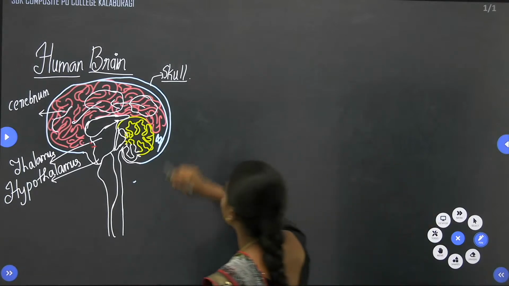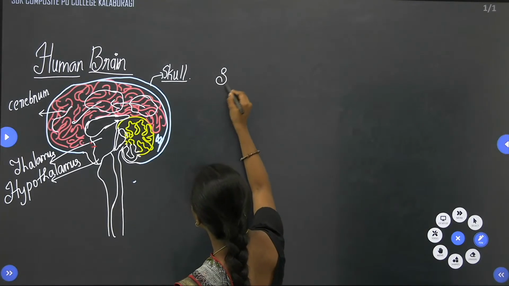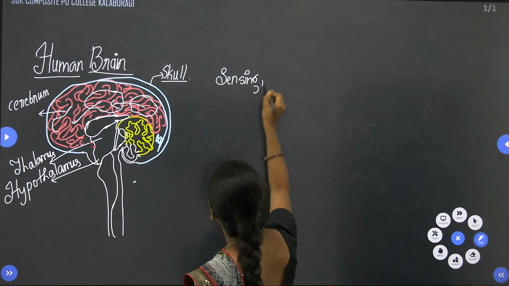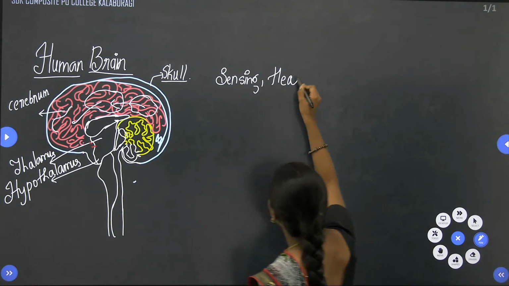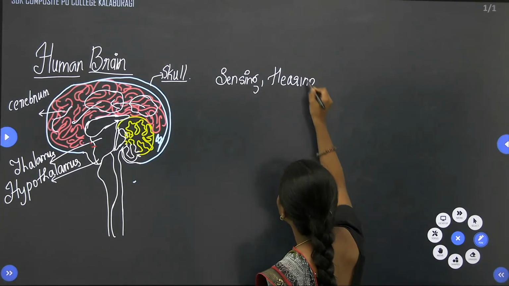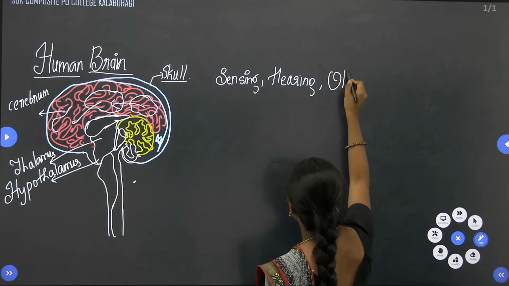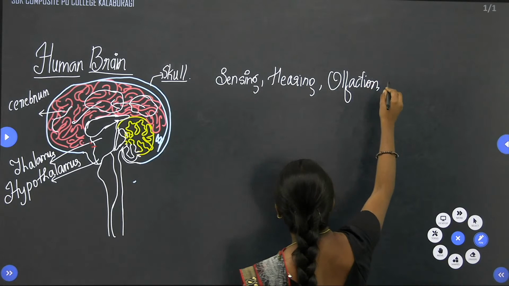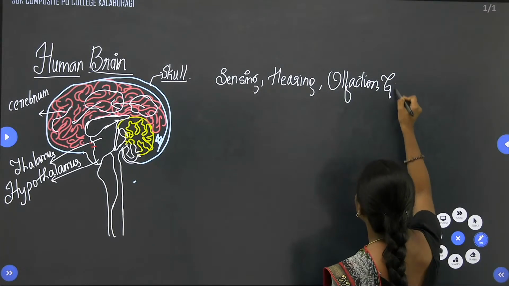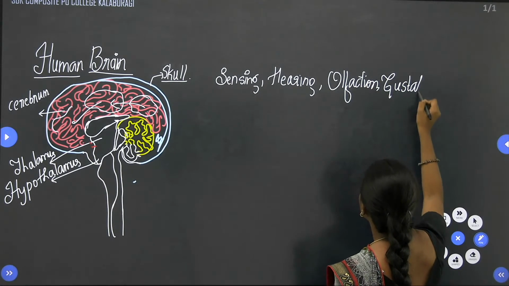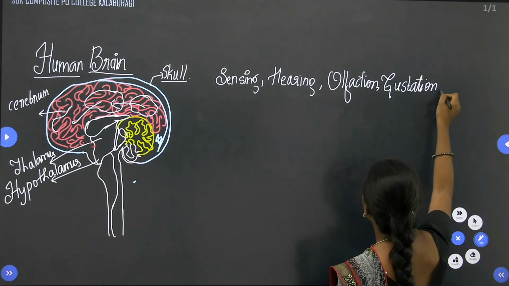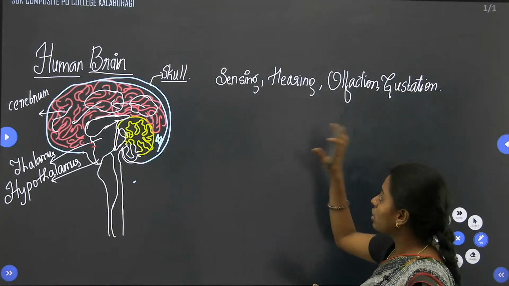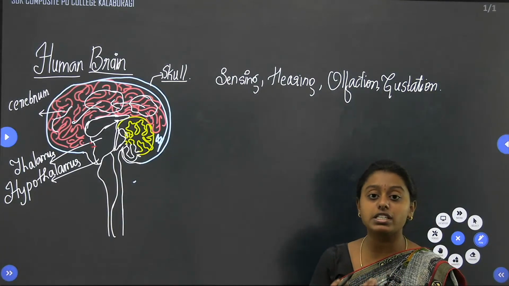Some type of voluntary actions such as sensing the touch, hearing, or audition, olfaction, or smelling, or gustation, or tasting. All these are functionings that a human is able to perform.